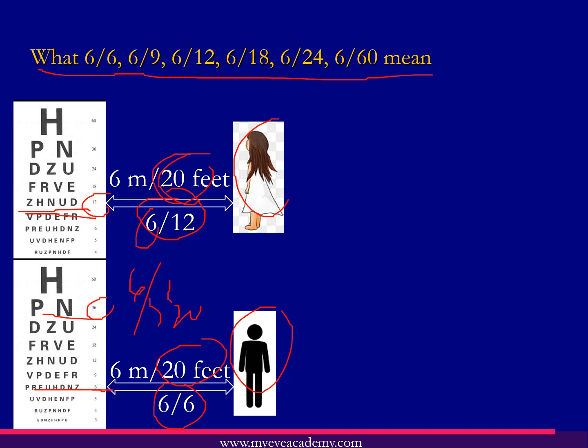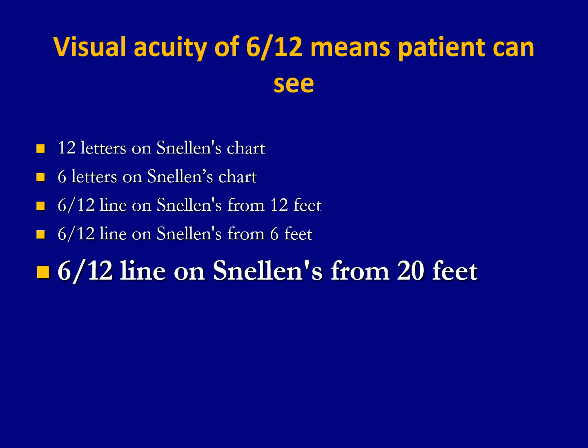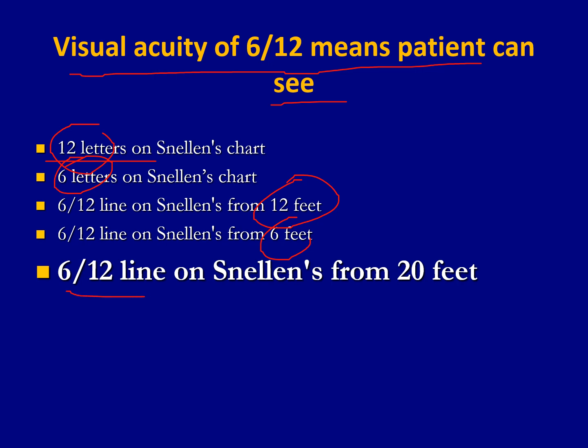So let's answer the MCQ. Visual acuity of 6/12 means a patient can see 12 letters. There's no mention of the letters anywhere. 6/12 line from 12 feet, or 6/12 line from 6 feet? It's always 20 feet. So the correct answer is 6/12 line on the Snellen chart from 20 feet.